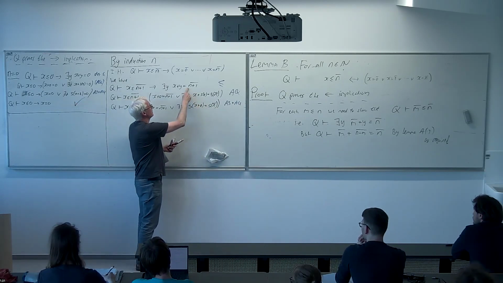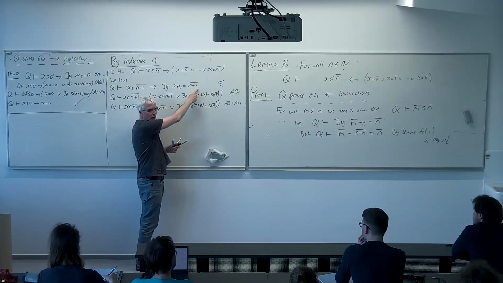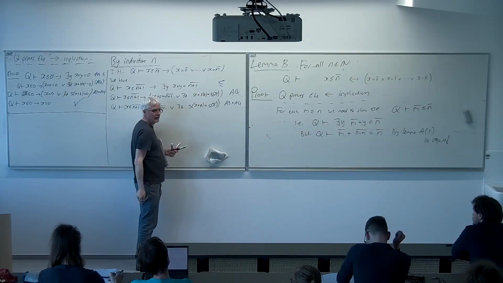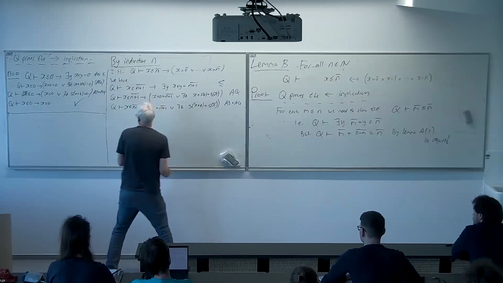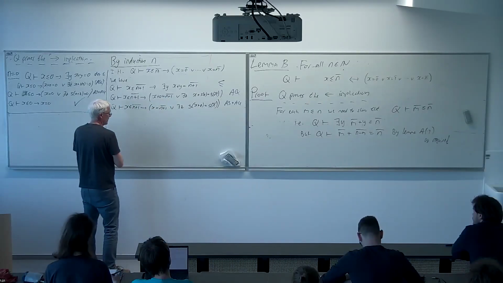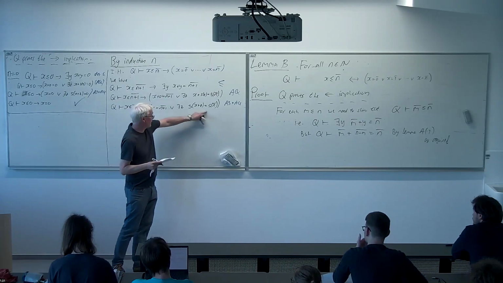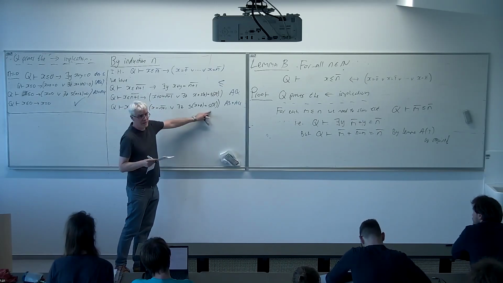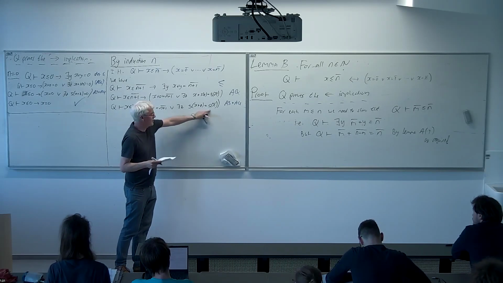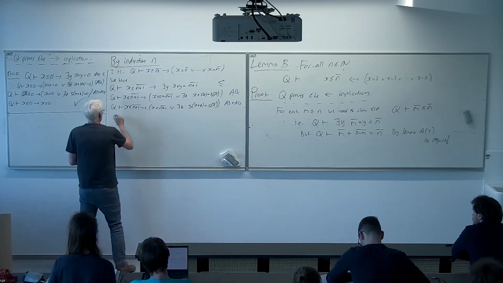This was just the definition of the numeral for n plus 1 is s applied to the numeral for n. So it was just expanding the definition. Okay, and now we apply axiom 1 that said that successor is injective, so we get x plus z equals n.